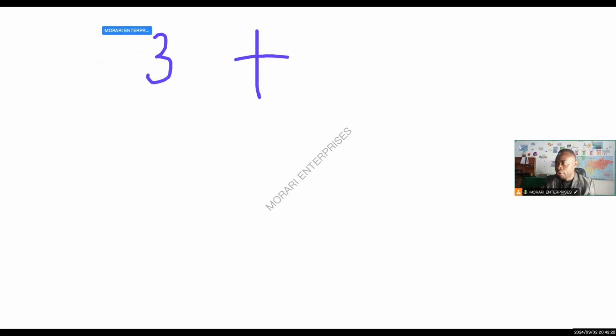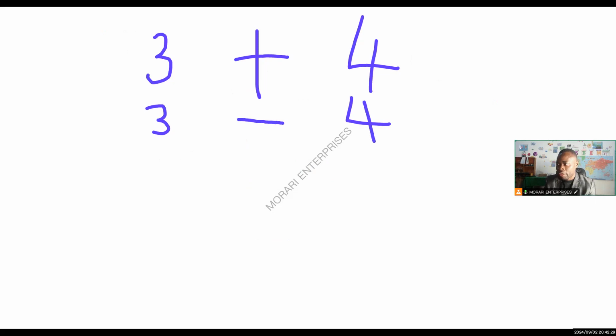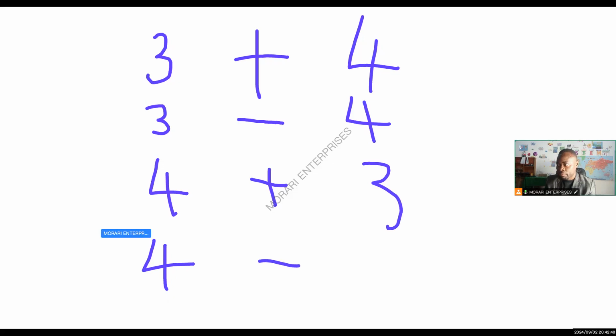3 plus 4. This is one way to see a problem. Then you can see another one can say 3 minus 4. And then you can actually go and change this way and say 4 plus 3. And then you can change and say 4 minus 3. Very good. Now, so far, there is no problem here. What if we start bringing the positive and the negative? Now we begin to run into some problems.